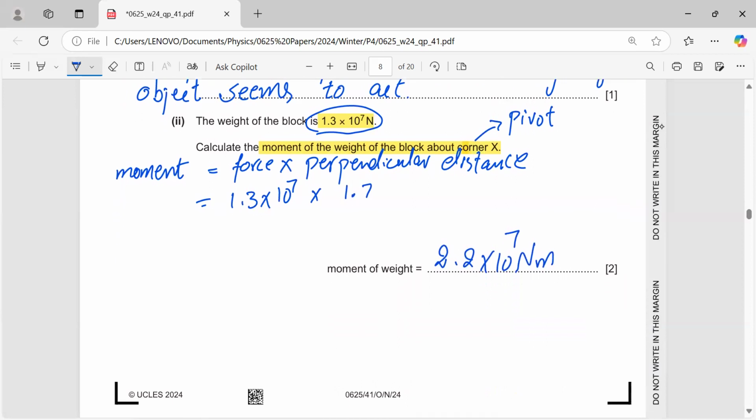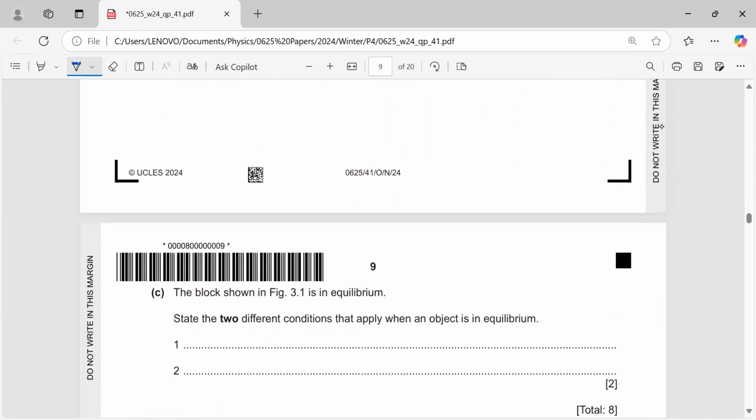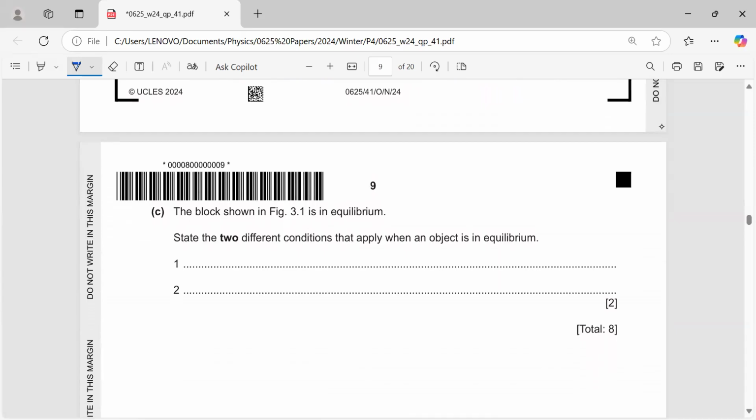Moving on to the last part of this question. The block shown in the figure is in equilibrium. State the two different conditions that apply when an object is in equilibrium. So the first condition is that the resultant force must be equal to zero. Like you can say that if this is the block here, all the forces acting on it should be equal to zero.